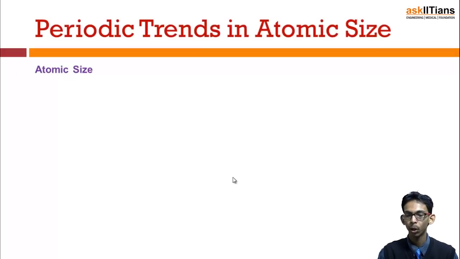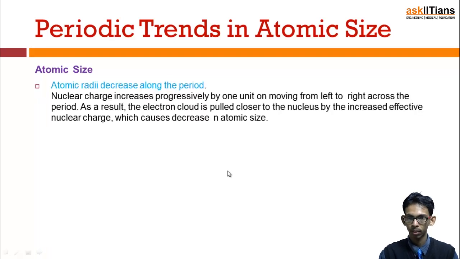Periodic trends in atomic size or atomic radius. That means we have to study now how the atomic size varies in the periodic table. First of all, atomic radii or atomic size decreases along the period. As we move from left to right along a period, what we see is that atomic radii decreases.